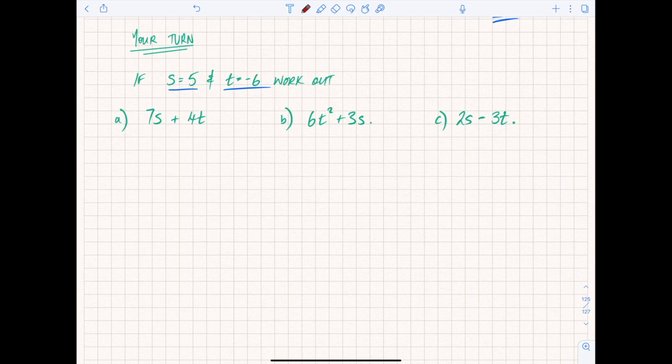Right, so we're saying s is 5. So in this first one, we're doing 7 times 5. And t is -6, so we're doing 4 times -6. Then we're bringing that plus down. 7 times 5 is 35. 4 times -6, well, we just do 6 times 4, which is 24. But because it's a positive times a negative, it becomes -24.